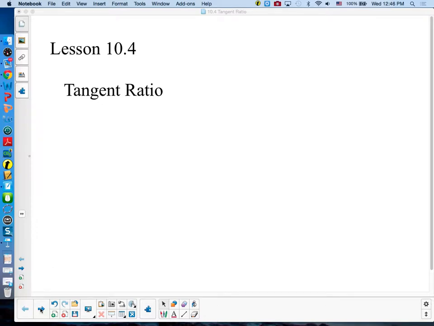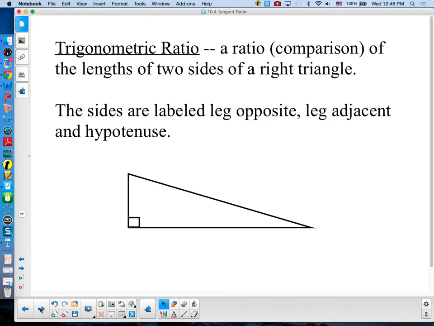Got tangent ratio? Yeah, sine, cosine, tangent, those trig ratios. And that's where I'm starting with vocabulary. What's a trigonometric ratio?